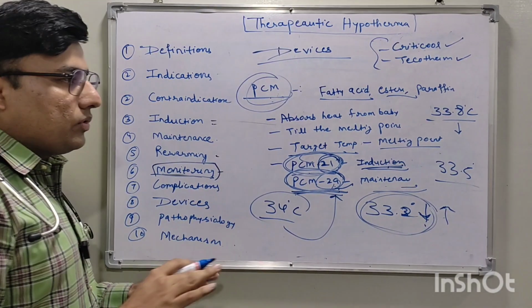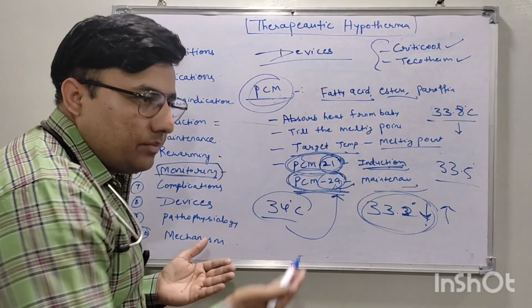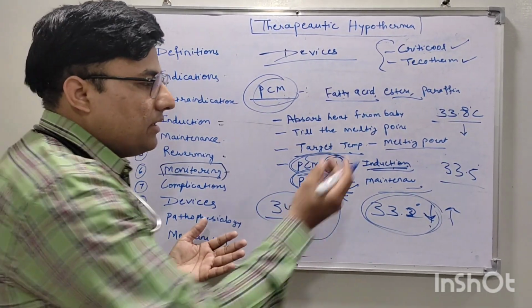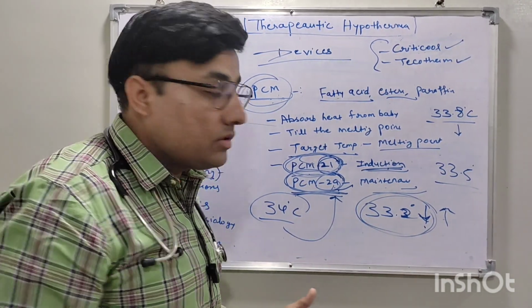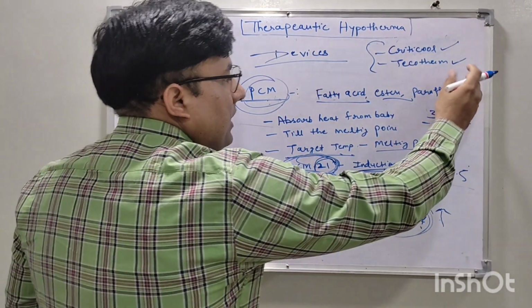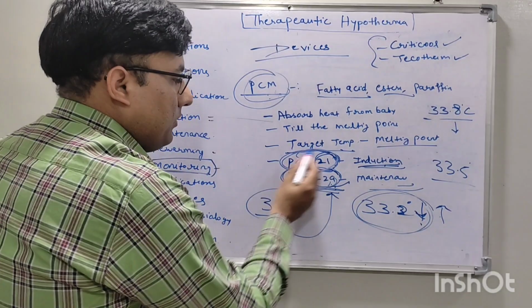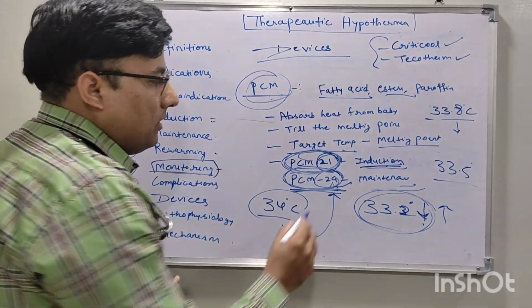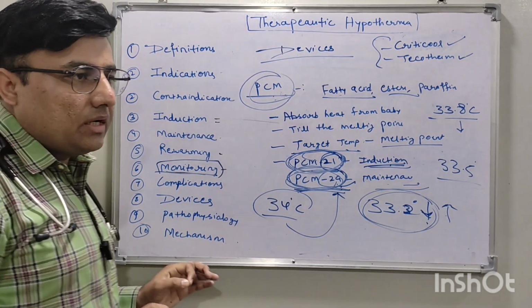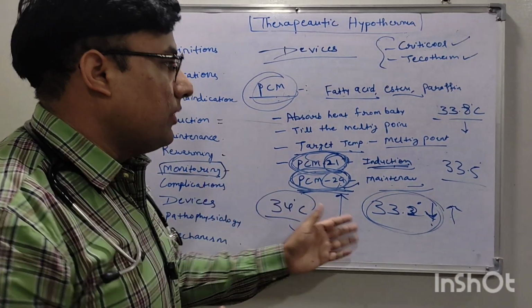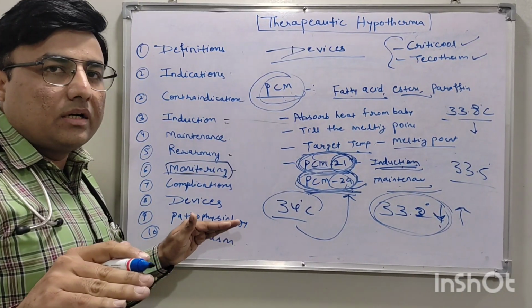So like this we have to adjust. We can keep the sheet, and to increase the temperature we can switch on the warmer also. If the temperature is going up, then we can put the PCM 21 or we can change the PCM 29. These things we have to monitor and change accordingly to maintain the temperature and to avoid the fluctuation.